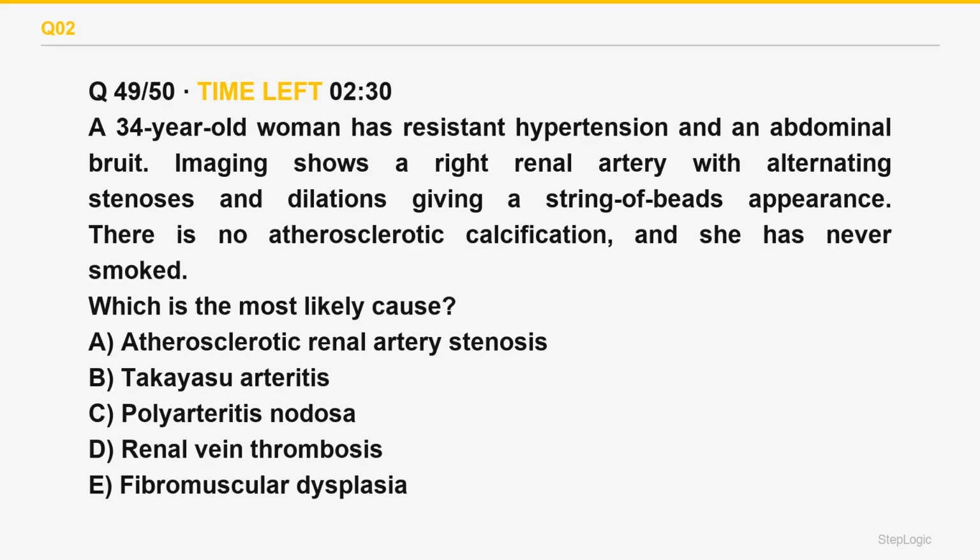A 34-year-old woman has resistant hypertension and an abdominal bruit. Imaging shows a right renal artery with alternating stenosis and dilations, giving a string-of-beads appearance. There is no atherosclerotic calcification, and she has never smoked. Read the command: the most likely cause. Two diseases narrow the renal artery, and the patient's age and the shape of the lesion separate them.